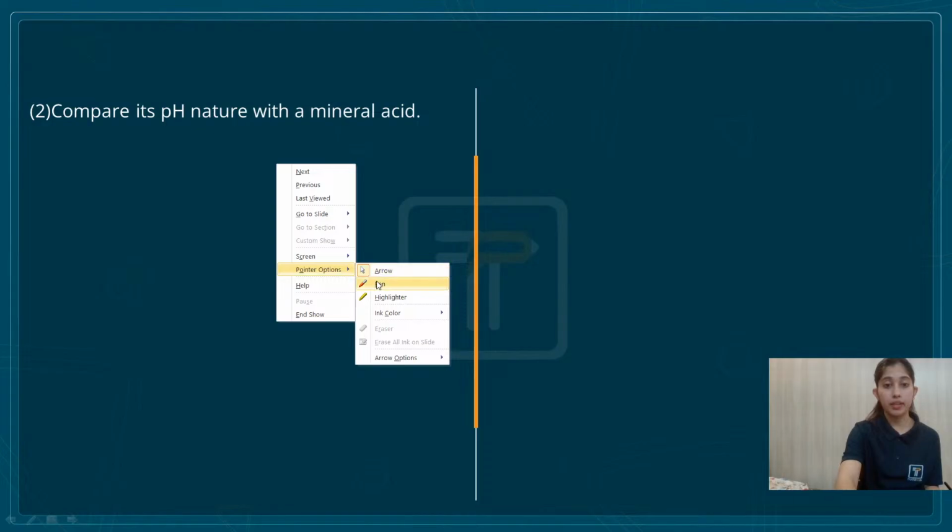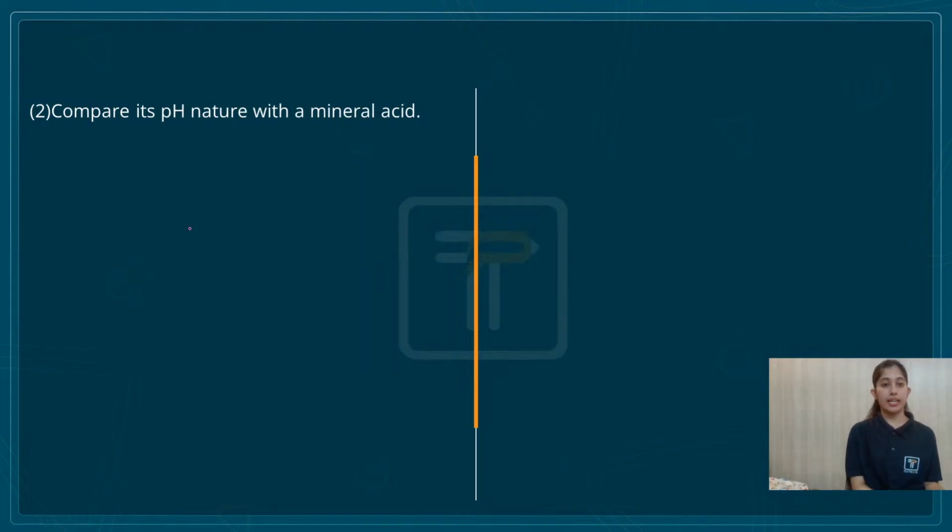What are your mineral acids? HCl, H2SO4, HNO3 are your mineral acids, right? Now, mineral acids have their pH in the range of 1 to 3.